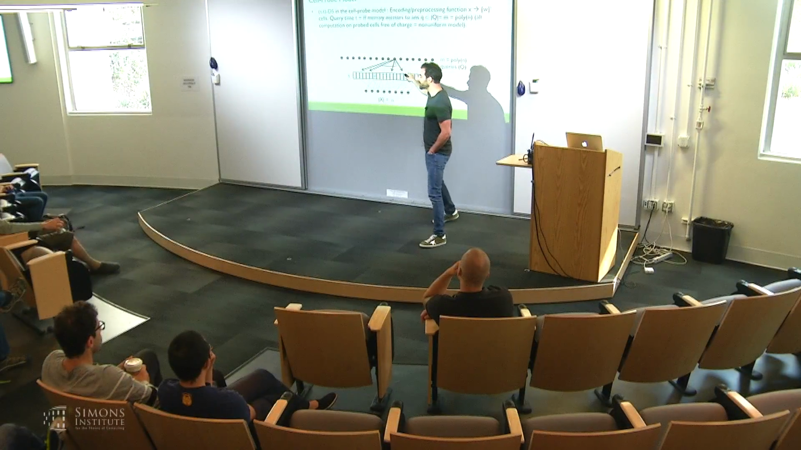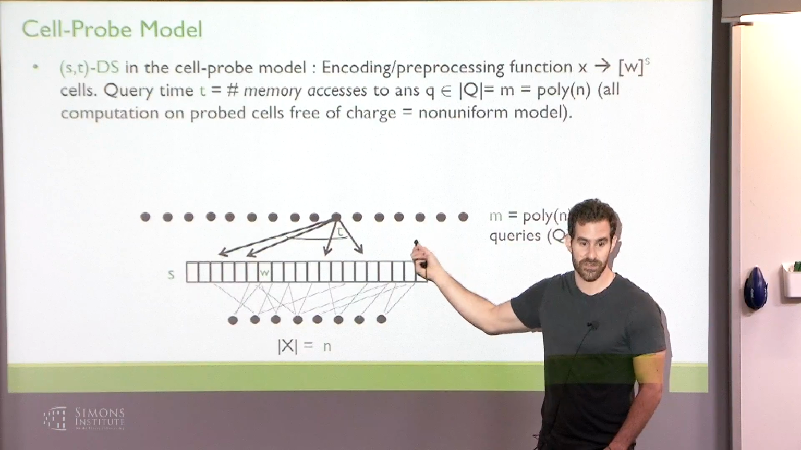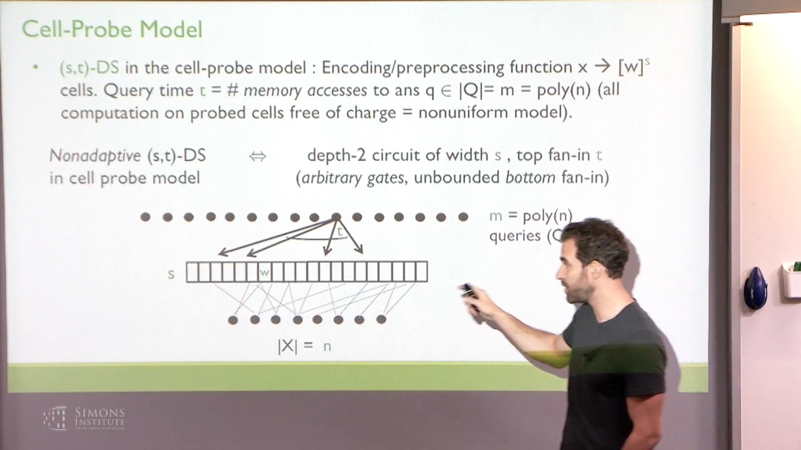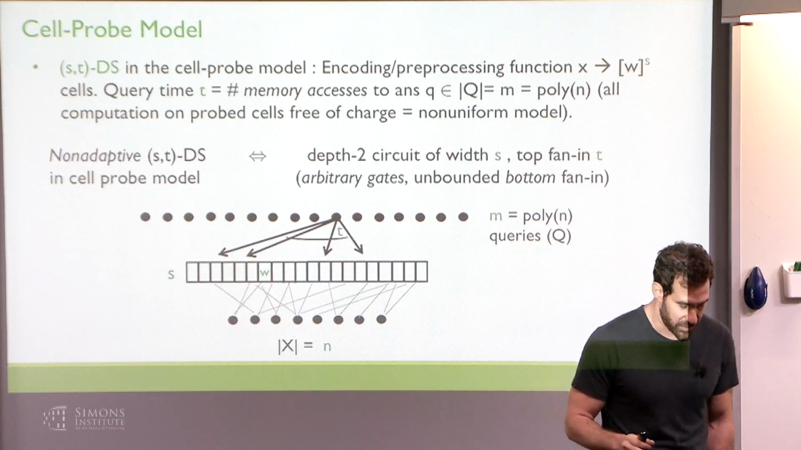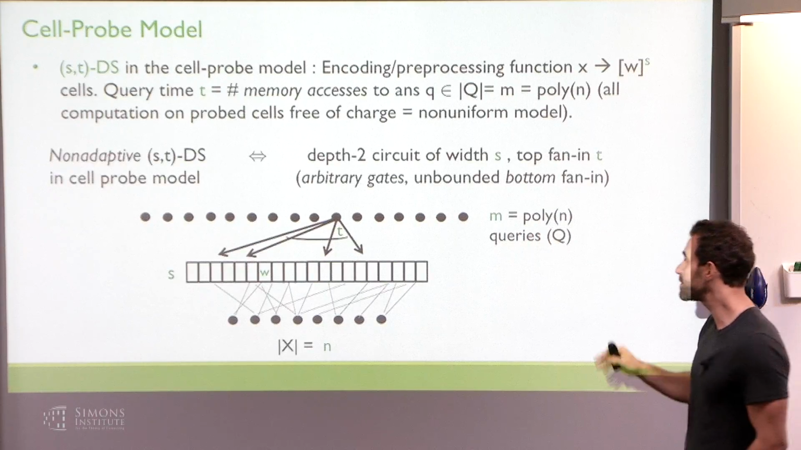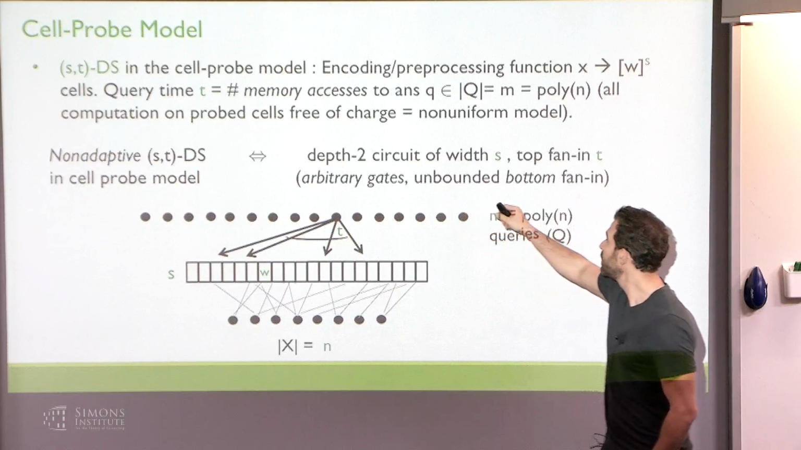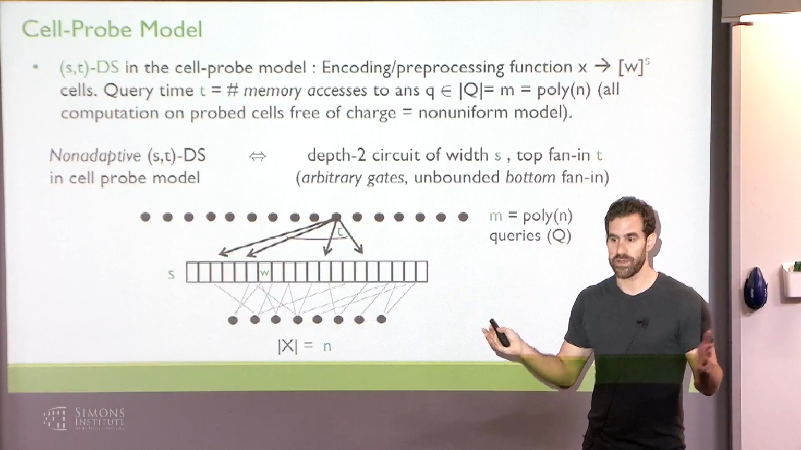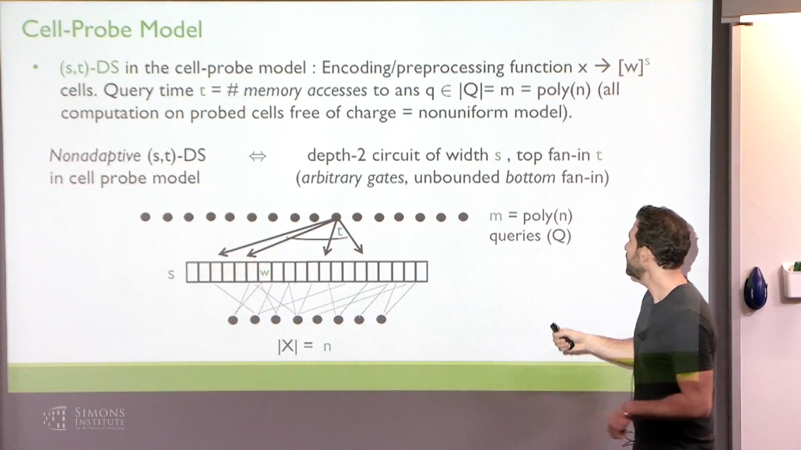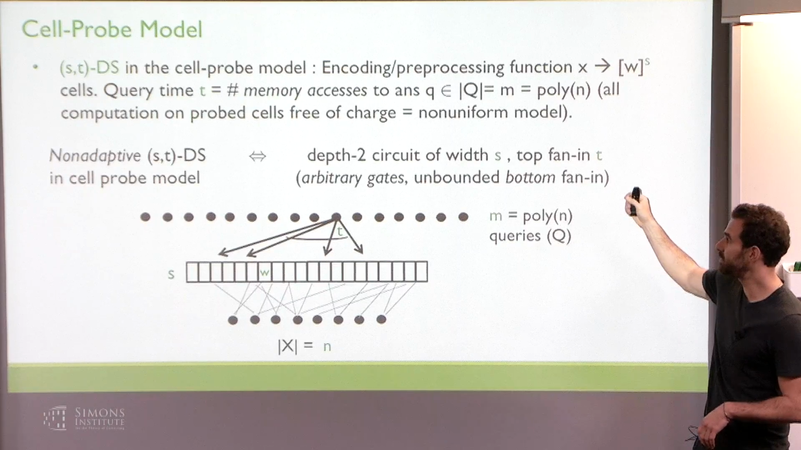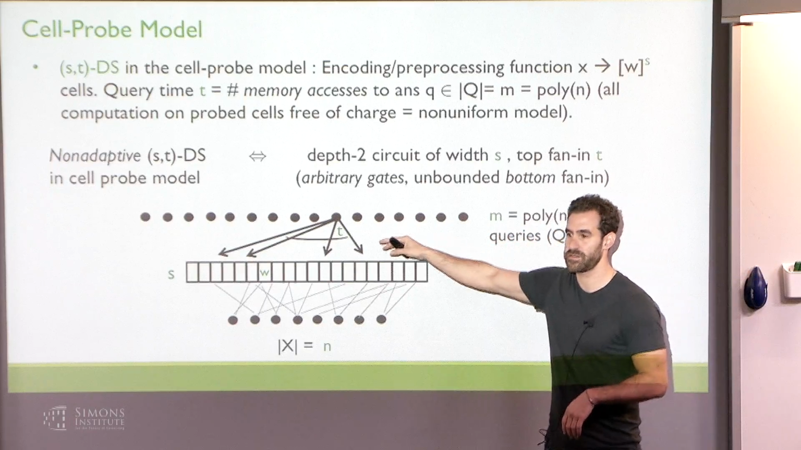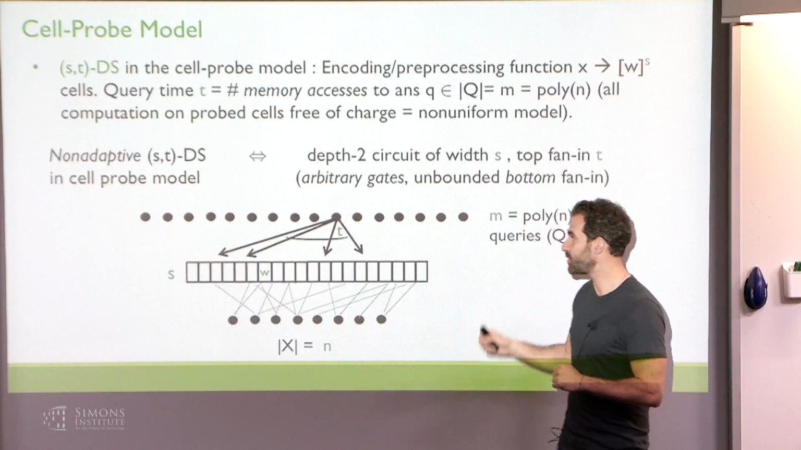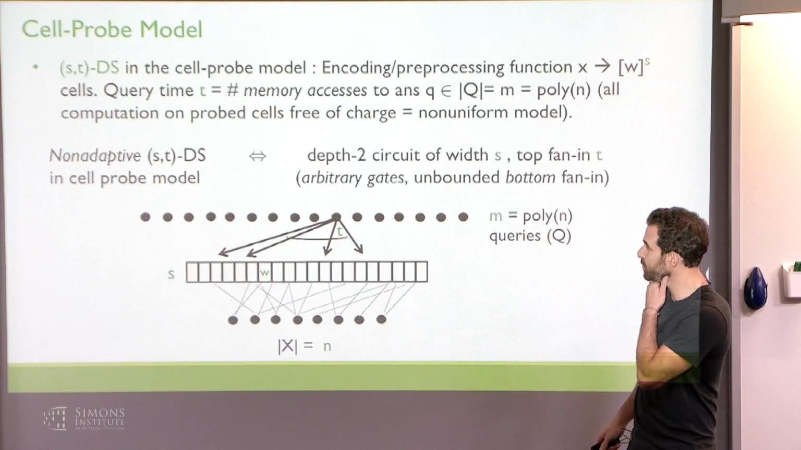So in general, the query algorithm is a depth T decision tree in the adaptive model. But if the data structure is non-adaptive, which will be the focus of this talk, then it's literally a depth 2 circuit of width s. The middle layer is of width s, which is larger than n, and the top fan-in is very small, maybe polylogarithmic. So it's a very specific model of depth 2 circuits.